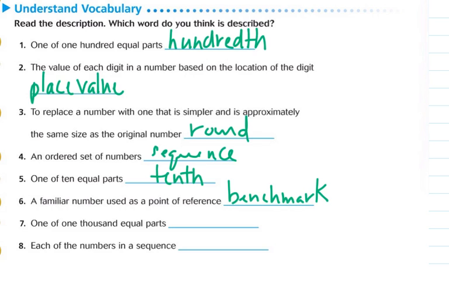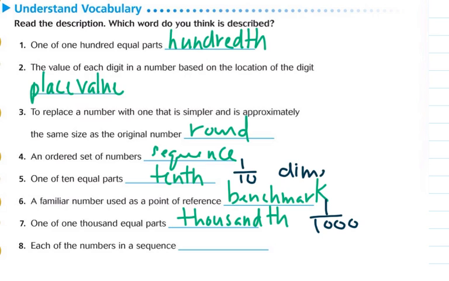7. 1 of 1,000 equal parts is a thousandth. Remember, boys and girls, that number is so small, we don't even have a coin to represent it in our money. Remember, a tenth is represented by a dime, and a hundredth represents a penny. And notice, I basically wrote on the side the money equivalent and then the fraction equivalent of each word. Now the last one we have here, boys, is 8. Each of the numbers in a sequence is called a term.